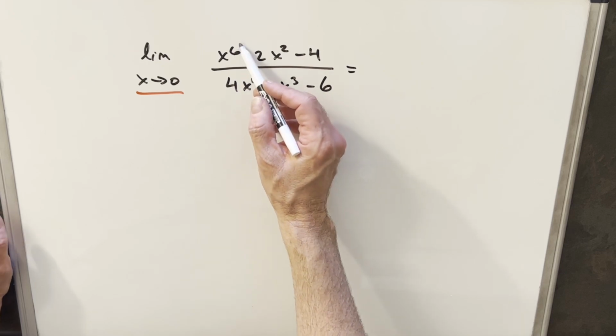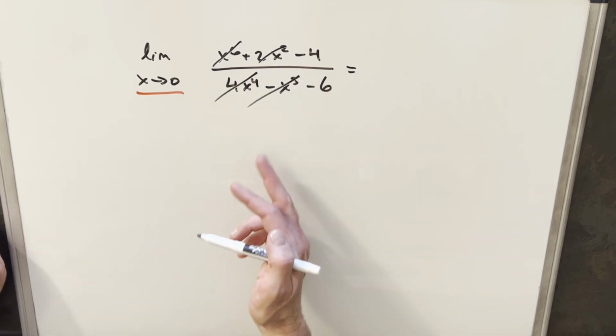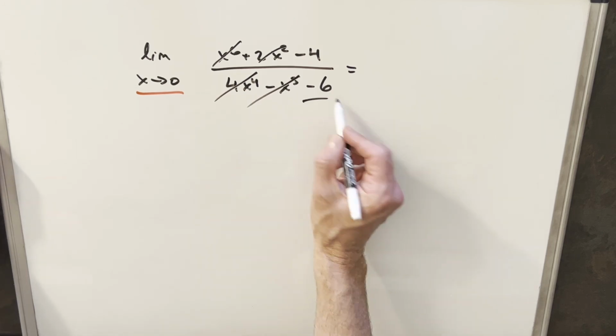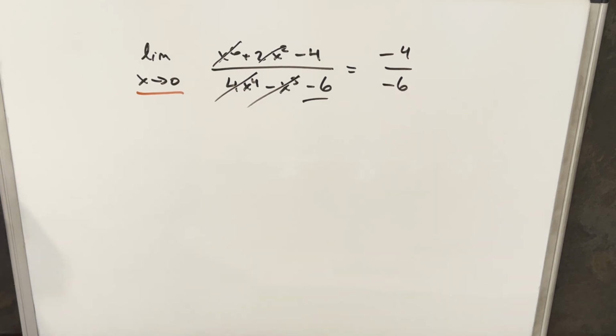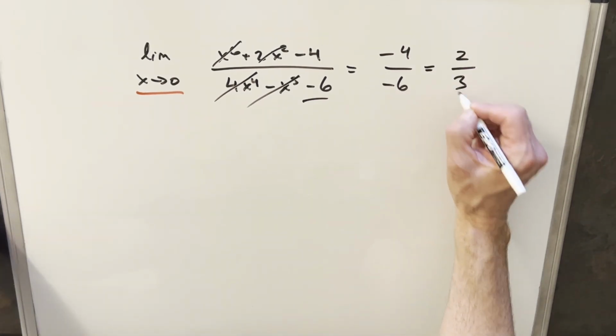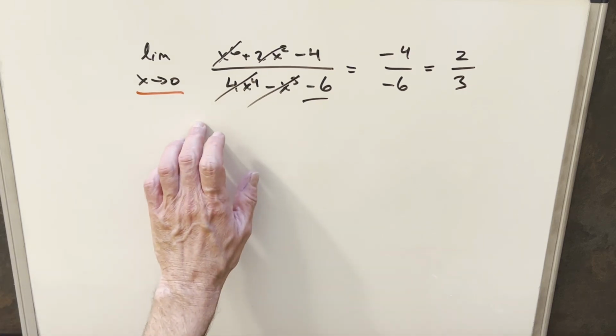So if I do that, we have a bunch of terms that are just going to be 0. So a whole bunch of things are going away. And all we're really left with is this stuff at the end. So we're going to be left with minus 4 over minus 6. I'll just reduce this and we get 2/3. So nothing too complicated there, no indeterminate form, not much to worry about.